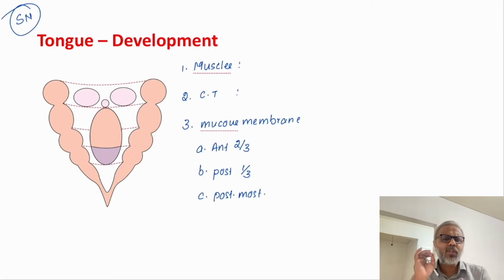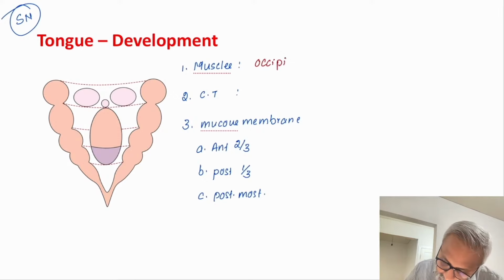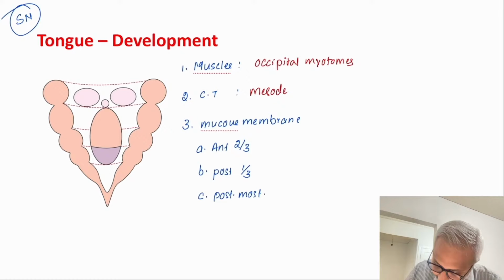Remember, most of the students jump into writing about lingual swellings, tuberculum impar, hypobranchial eminence. But first, try to describe the muscles of the tongue using these headings. Remember, the muscles of the tongue develop from occipital myotomes. The connective tissue develops from the mesoderm. Get these two out of the way and then talk about development of the mucous membrane.